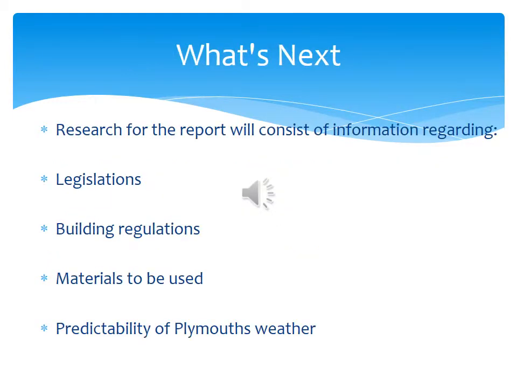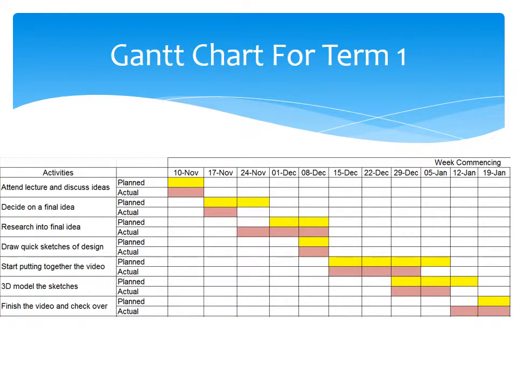Research for the report will consist of information regarding legislations, building regulations, materials to be used, and the predictability of Plymouth's weather. A Gantt chart was created at the beginning of the project to plan out our goals and monitor our progress. It is an efficient method of keeping track of the project time limit, which we use to our full advantage.